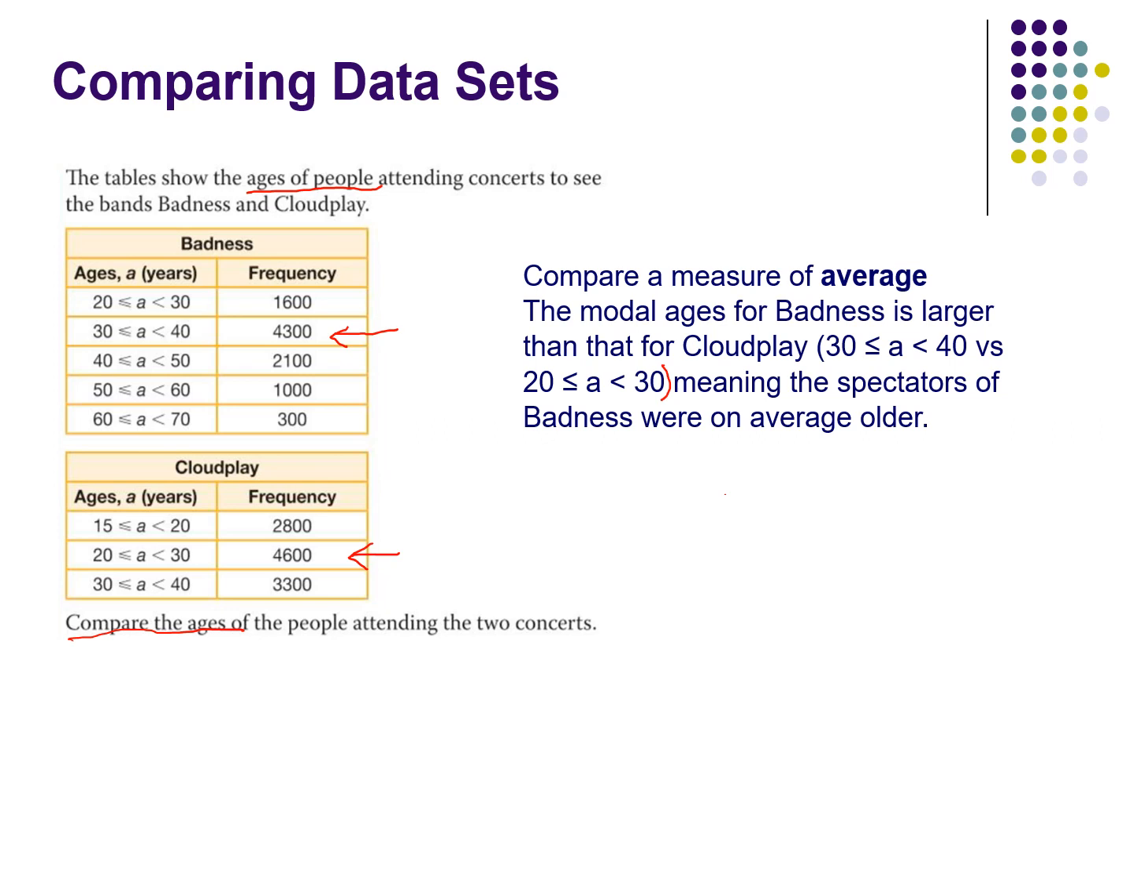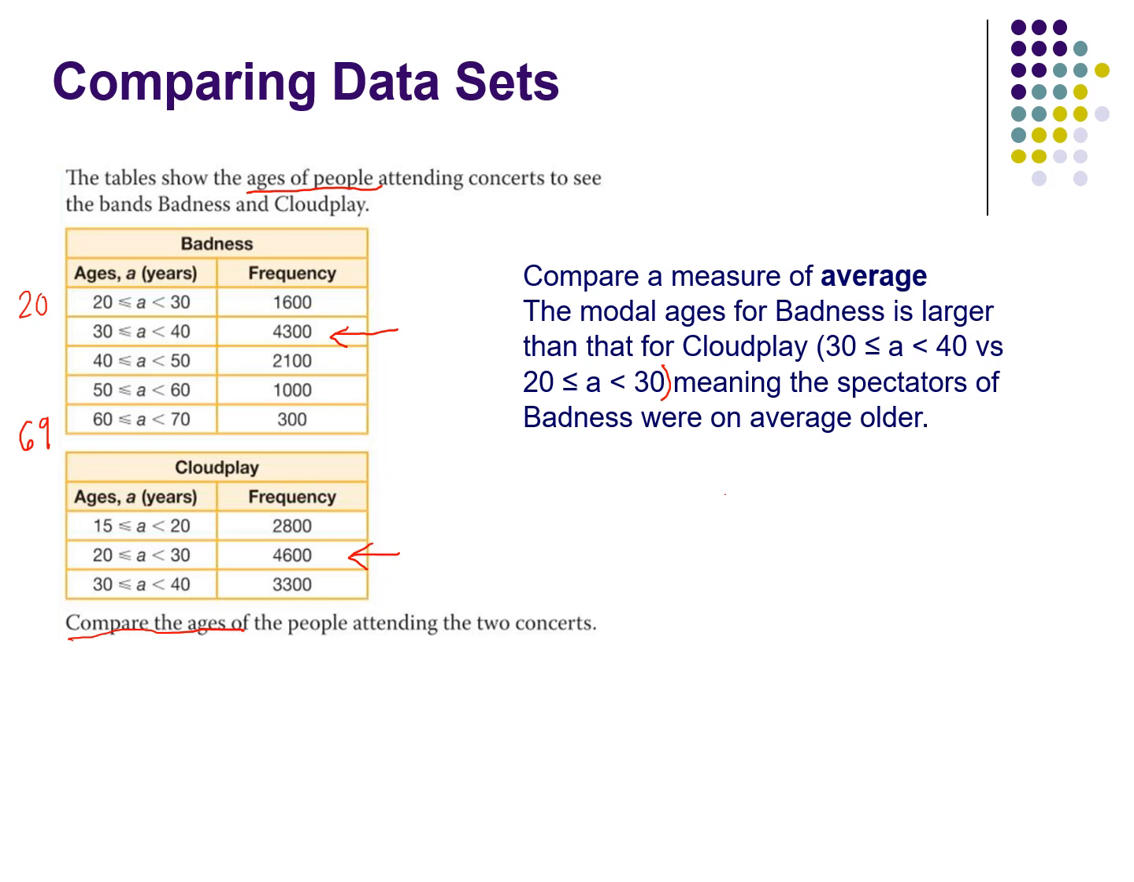Now, to do my measure of spread, I want to look at the range or how varied these are. Now, I don't know where the exact values are. So for each of these, I can have a look at what would be the biggest possible range and what would be the smallest possible range. So for my badness, the smallest possible value I could have is going to be 20. That's the really small, and the biggest possible value I could have would be 69.